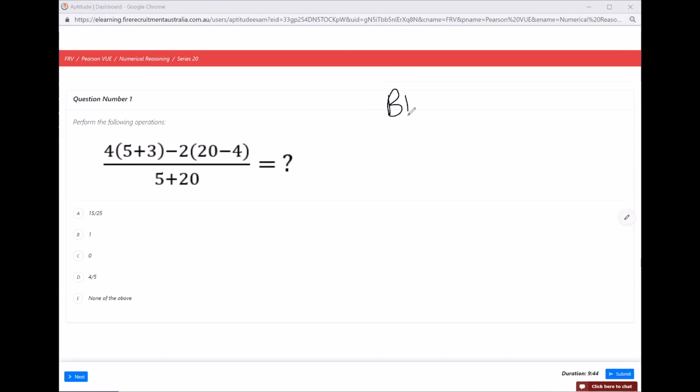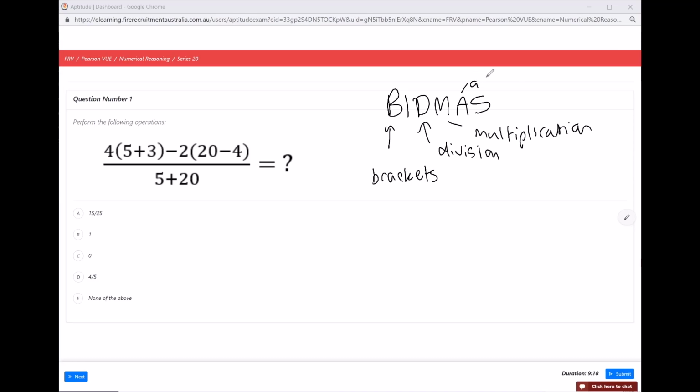I normally do it as BIDMAS. And it just gives you the order of operations. So the first one is brackets. I stands for indices, which is just powers, so like squared and cube terms, which don't come up very often. D is division. M is multiplication. A is addition. And S is subtraction.